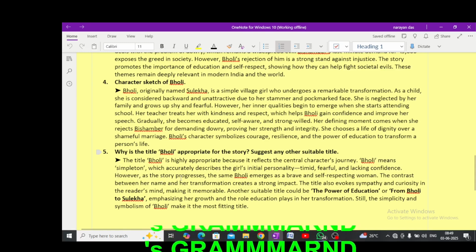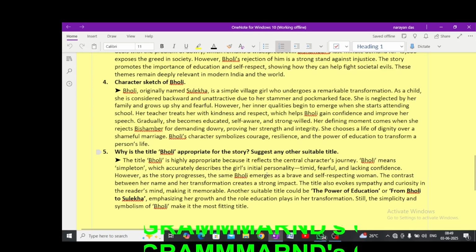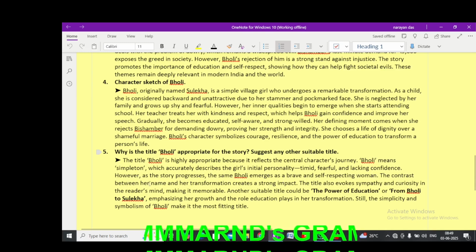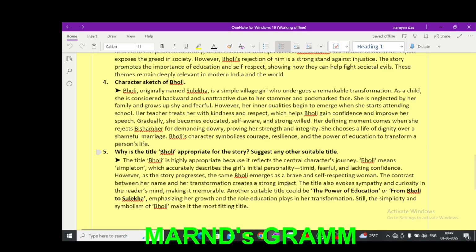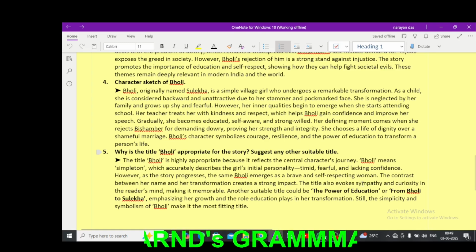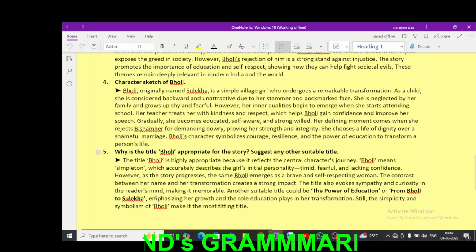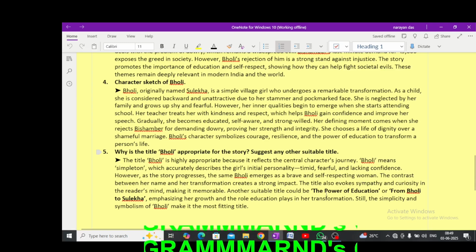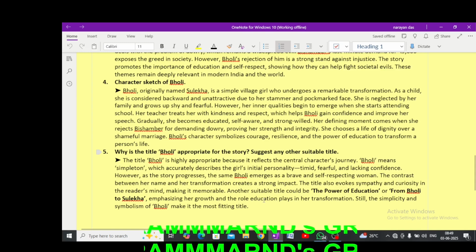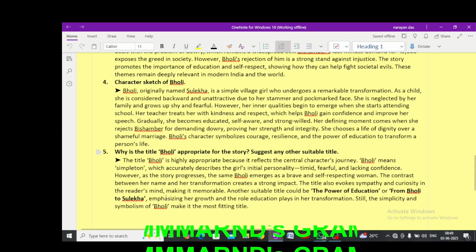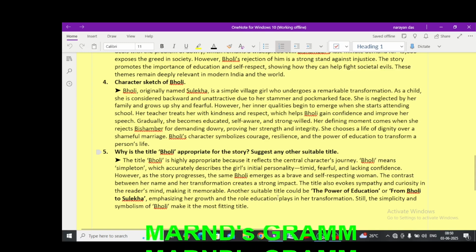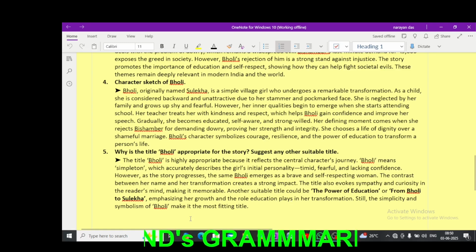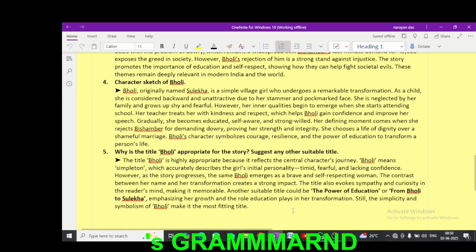However, as the story progresses, the same Bholi emerges as a brave and self-respecting woman. The contrast between her name and her transformation creates a strong impact. The title also evokes sympathy and curiosity in the reader's mind, making it memorable. Another suitable title could be The Power of Education or From Bholi to Sulekha, emphasizing her growth and the role education plays in her transformation. Still, the simplicity and symbolism of Bholi make it the most fitting title.